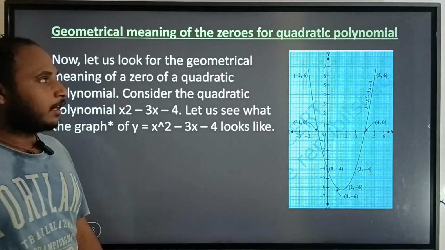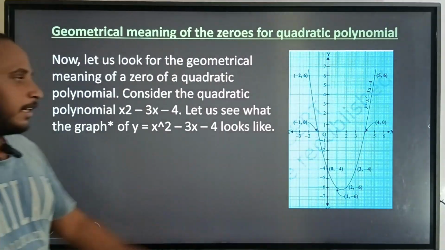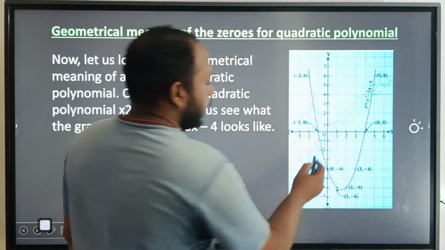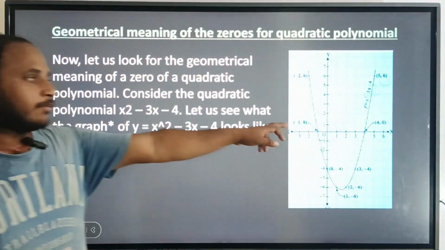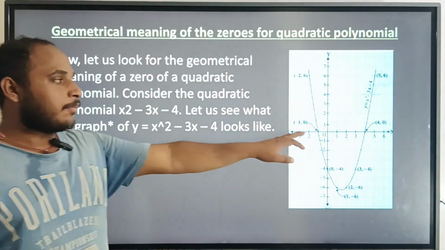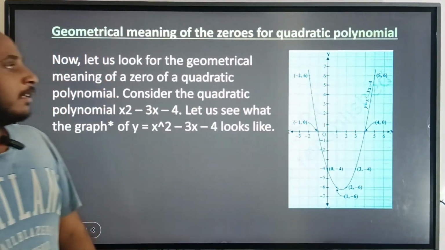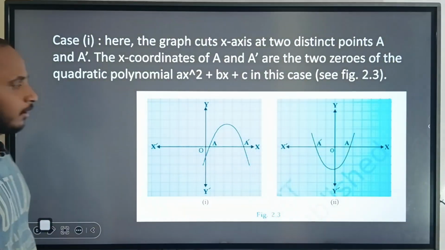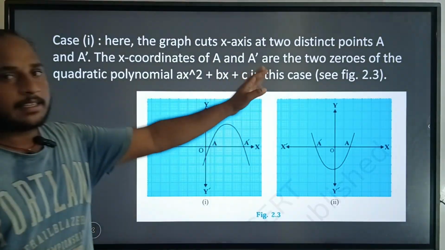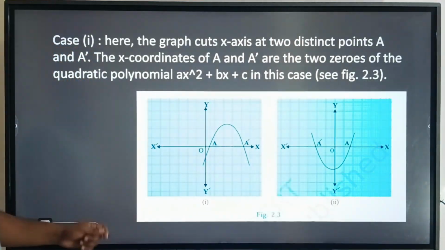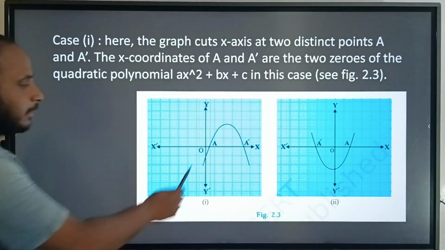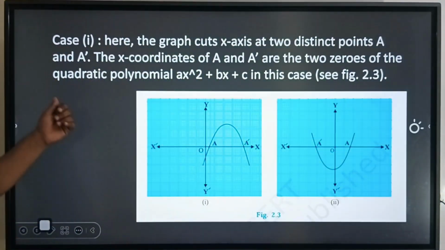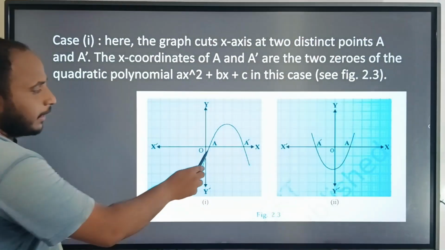Now, the geometrical meaning of the quadratic polynomial. Here, this is the quadratic polynomial graph, and this quadratic polynomial intersects the x-axis at 2 points, that is minus 1 and 4. Therefore, minus 1 and 4 are the zeros of the polynomial. Now, case 1. The graph cuts the x-axis at two distinct points, with x-coordinates A and A dash. These are the two zeros of the quadratic polynomial.